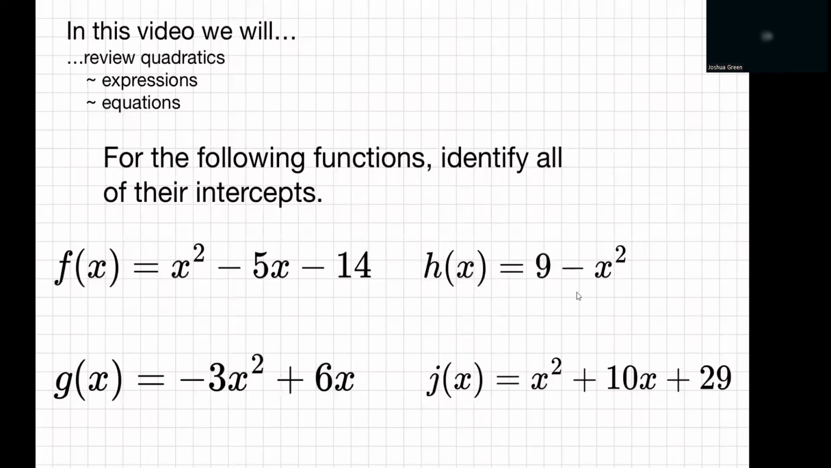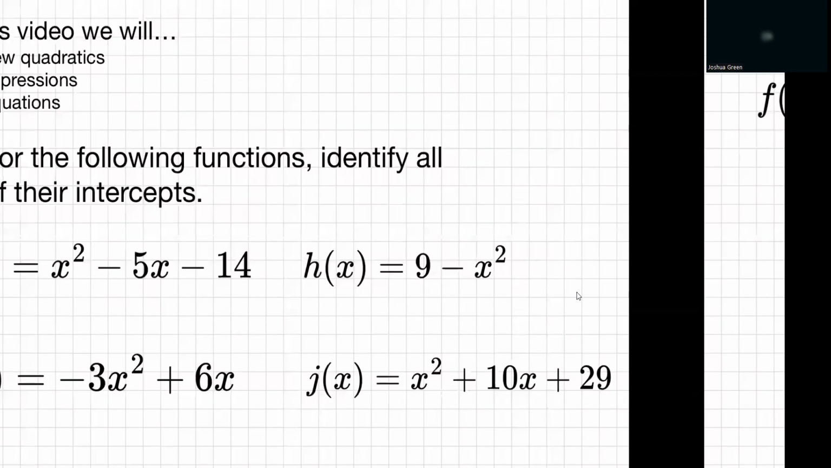Hello, everyone. In today's video that I'm making for y'all, we're going to review quadratic expressions and equations, right? Especially as we move into quadratic functions, we want to make sure to review some of the necessary skills that we have to work with. So here below, I have four functions that we're going to look at. And for the following functions, we want to identify all the intercepts that they have.